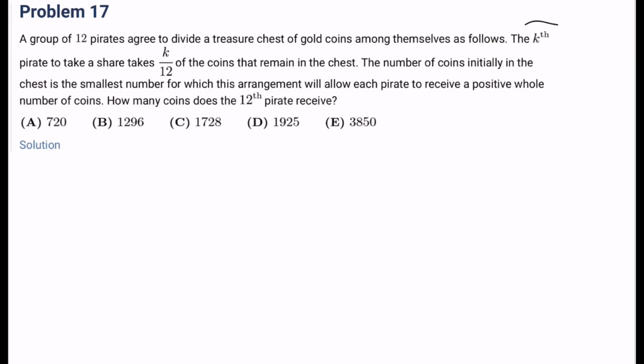Okay, so for the Kth pirate to take a share, k over 12 of the coins, that means the first pirate will take 1 over 12. The second pirate will take, there's 11 over 12 left over, so that times 2 over 12.